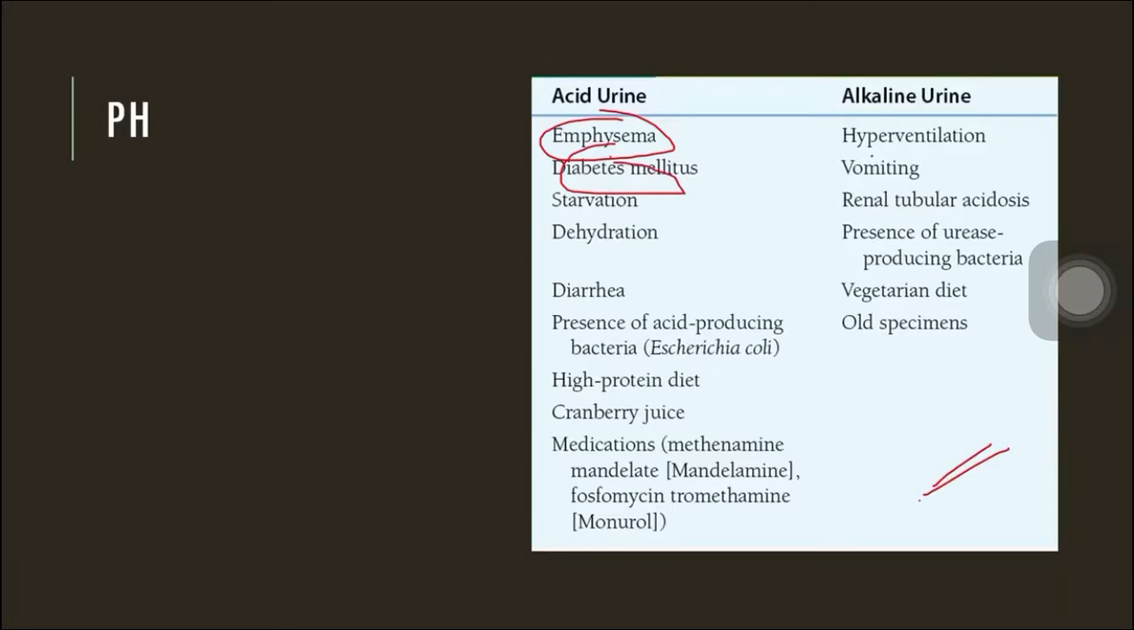Here in alkaline urine, hyperventilation. Okay, the compensatory mechanism for metabolic acidosis, right? Hyperventilation. For vomiting, also alkaline urine. Take note, again, what I mentioned earlier, renal tubular acidosis: just because you see acidosis, it does not mean acid urine. Okay, it is called renal tubular acidosis because the kidneys or tubules fail to excrete hydrogen ion to the urine. Okay, so the kidney tubules fail to acidify the urine, causing an alkaline urine.